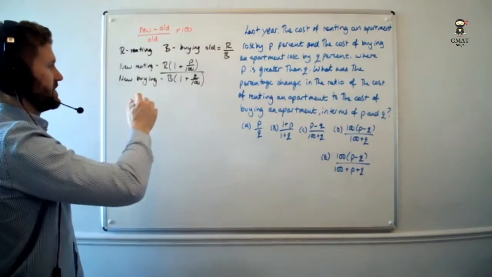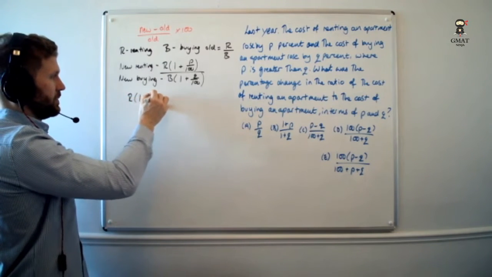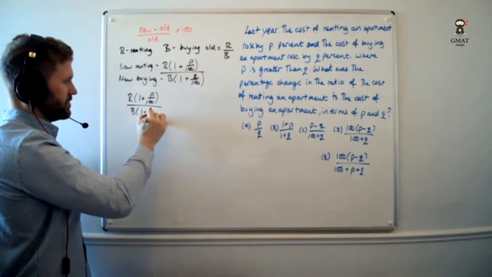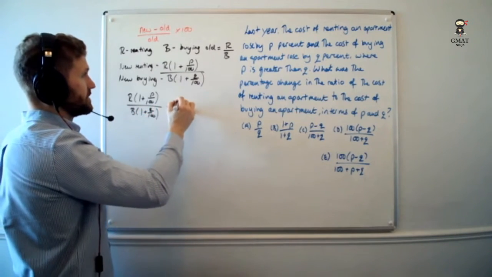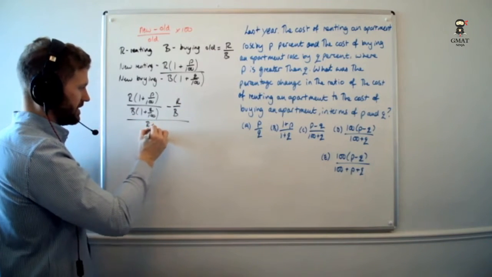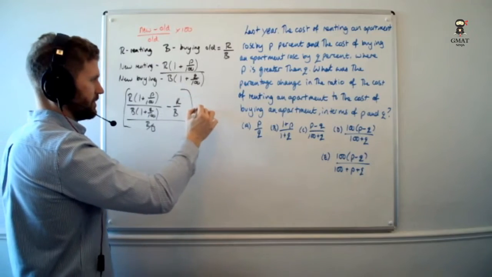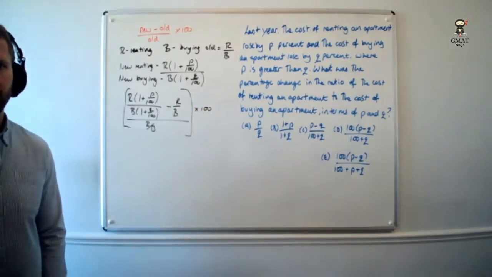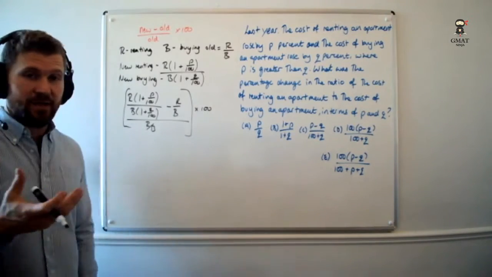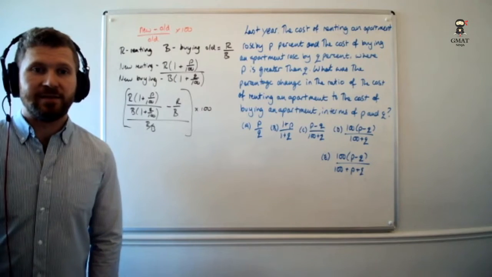And now I can set up the whole expression. It's going to be R times 1 plus P over 100, divided by B times 1 plus Q over 100, minus R over B. The whole thing's going to be divided by R over B, and whatever I get out of all of that, I'm going to times it by 100. Now, we'll have to simplify this. As you can see, none of the answer choices include any R's or B's.